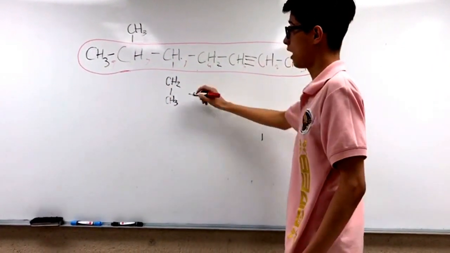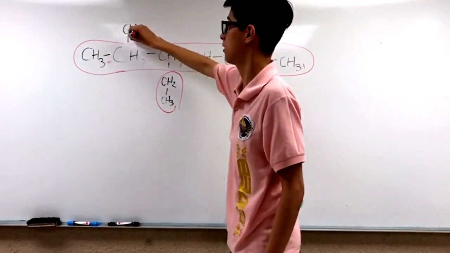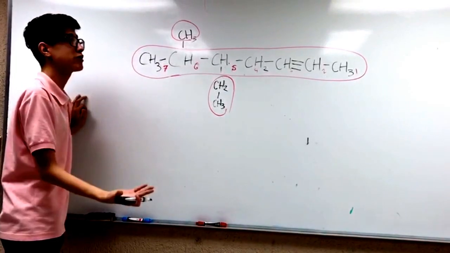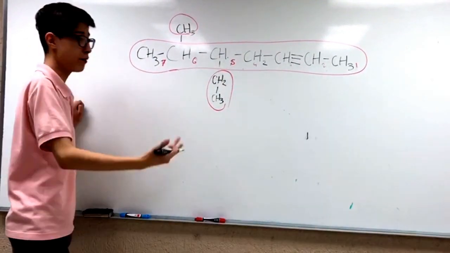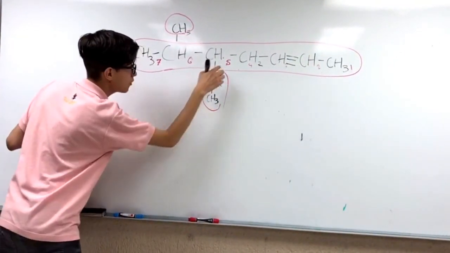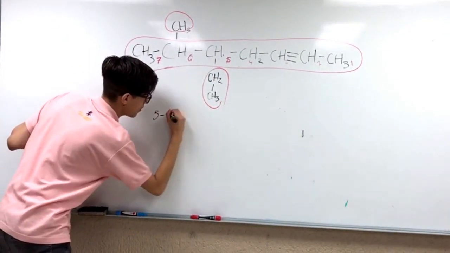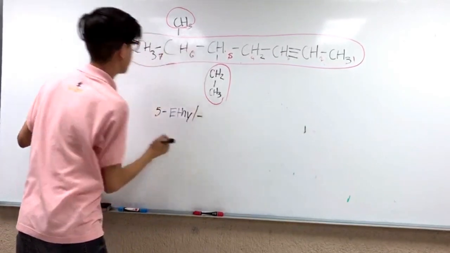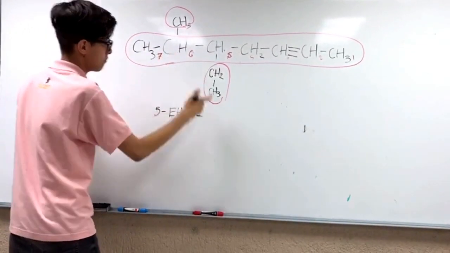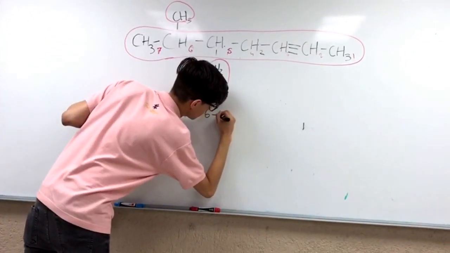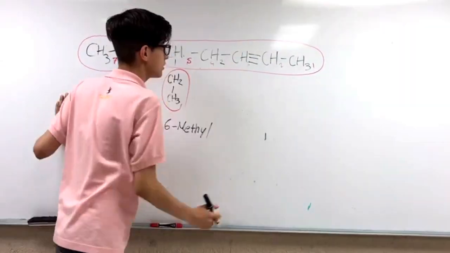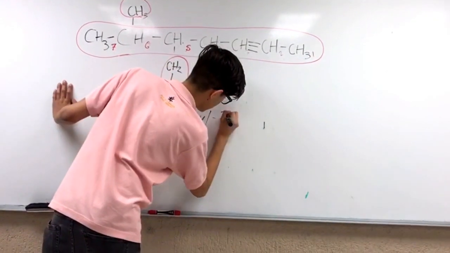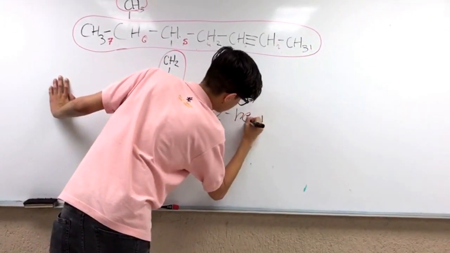So we have here an ethyl and a methyl. So we start with ethyl because in alphabetical order it is first the E and then the M. So we put the number 5, ethyl. We put the 6, methyl. And to finish, we put the number of the triple bond. That is number 2, heptyne.